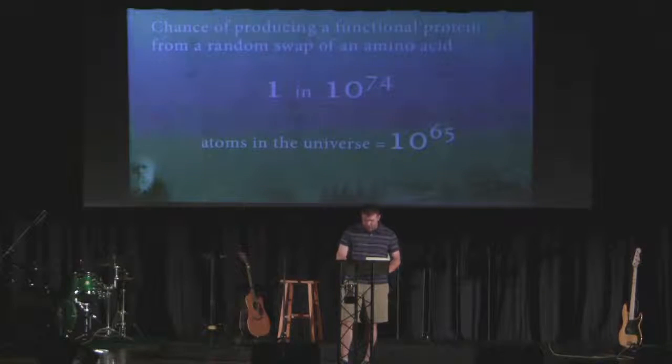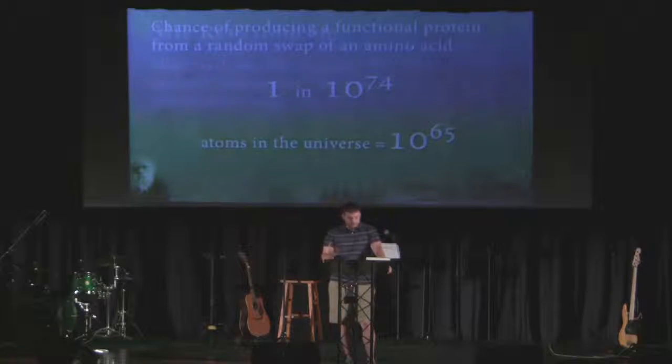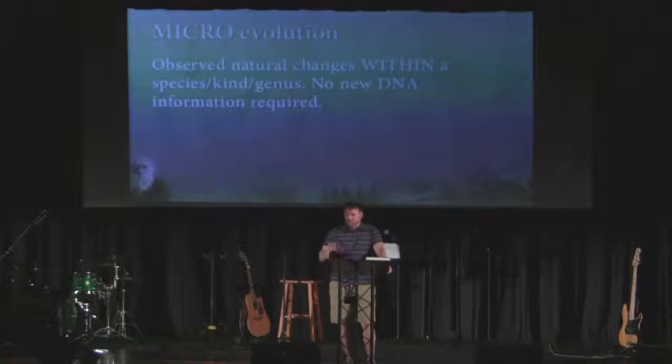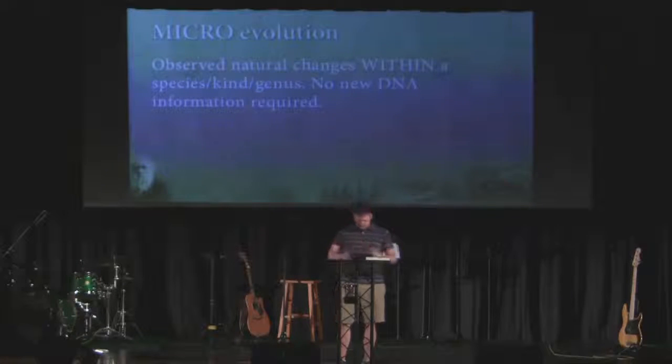That's called macroevolution. Macroevolution is the process that evolutionists believe happened, although there is no observational evidence for it, and there's not even really a good theory of how additional DNA is added. How does that work?